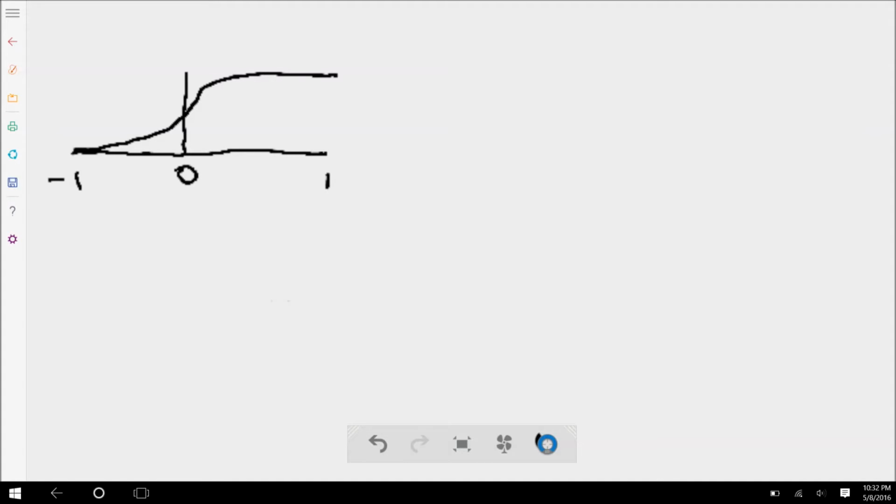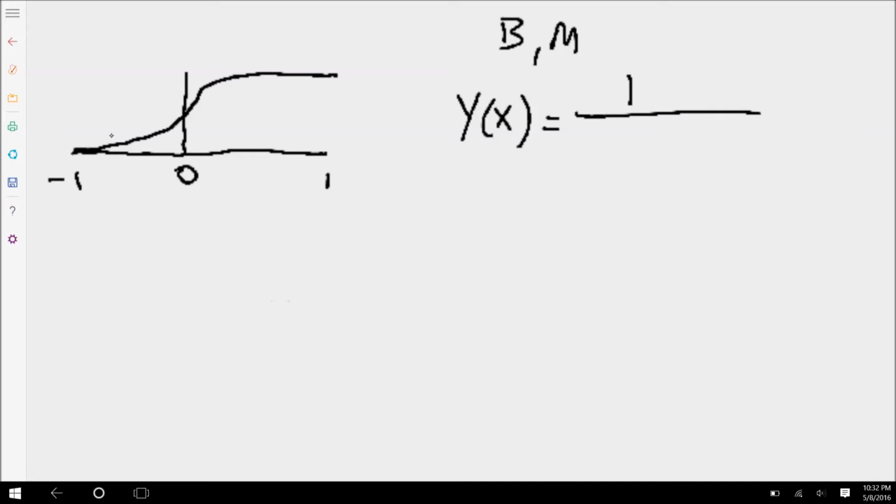Now let's assume that the equation for this sigmoid is just a simple logistic. So this would be y of x, and it's going to depend on two variables, b and m. And so y of x equals 1 over 1 plus e to the negative b times (x minus m). So this is just a simple logistic curve. It's pretty basic. And so we're going to try and find the maximum likelihood parameters, b and m, such that this curve is best described by our data.